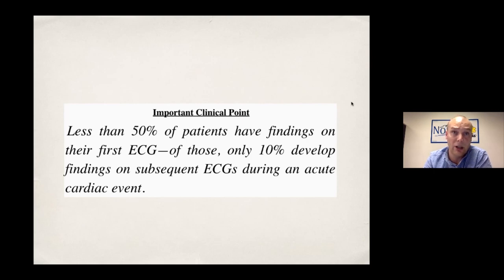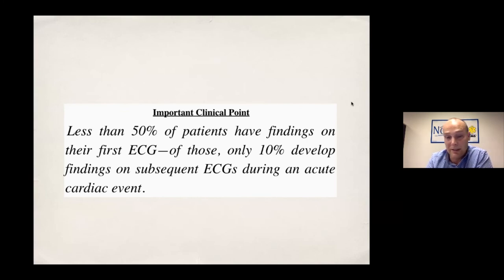How does the patient look? How is their presentation? What is their chronic history? What medications do they take? What is my suspicion that this person is actually having a myocardial infarction? And of those 50%, only 10% actually develop findings on subsequent EKGs. So you may never actually see anything at all.